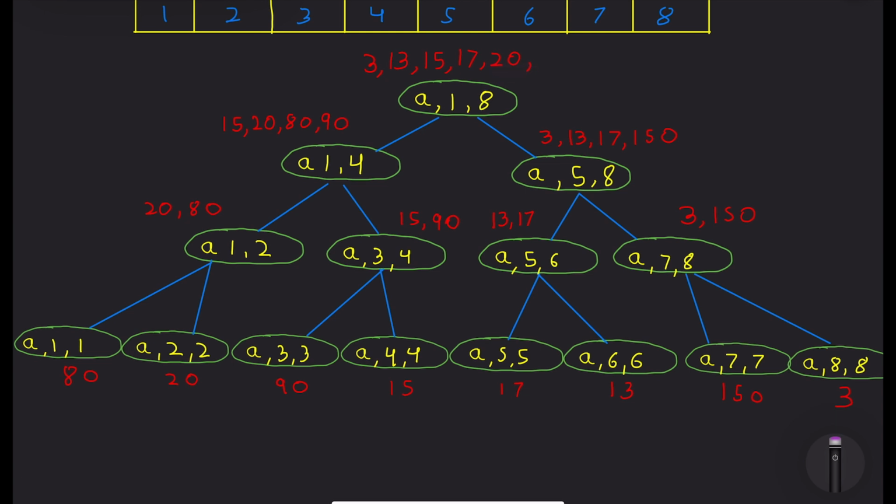Now we have 80 and 150. So 80 will be the sixth element. Then we will compare 90 and 150. So 90 will be the seventh element. And on the left side, we are only left with 150. So 150 will be the eighth element. So finally, we got our sorted array using the merge sort algorithm.